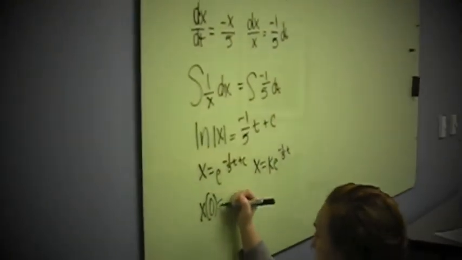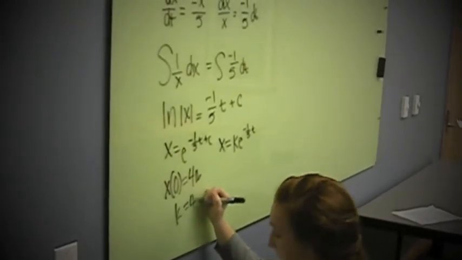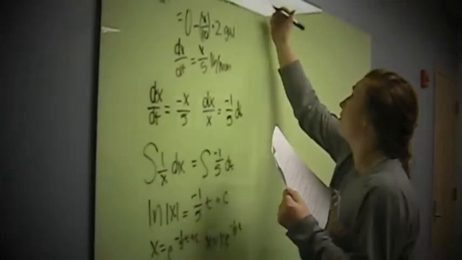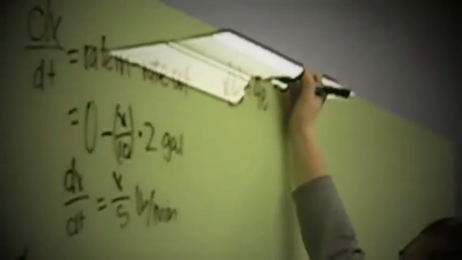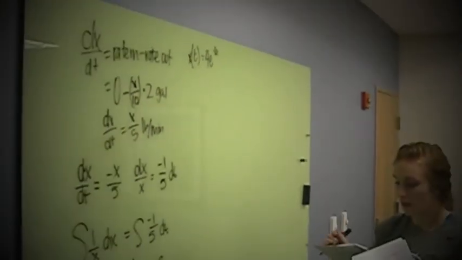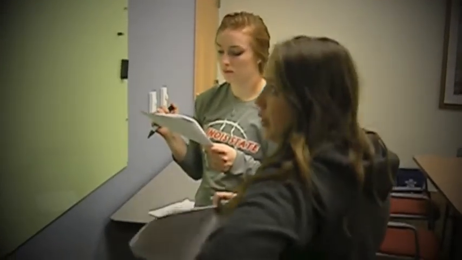Wow, nicely done. But let's find out a value for k. Okay, if x of 0 equals 4 pounds, then k has to equal 4 when we plug it in, making our equation x of t equals 4 e to the negative 1/5 t. Beautiful. Okay, so it looks like all that is left to find is how many minutes after the tank originally started leaking there is 0.1 pounds of chemical per gallon.